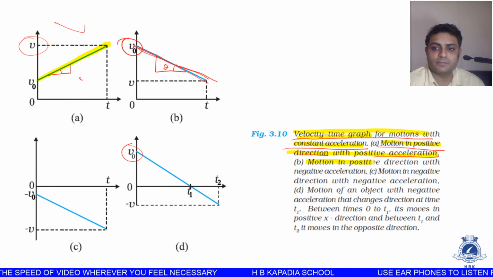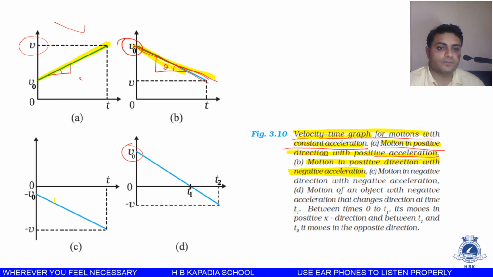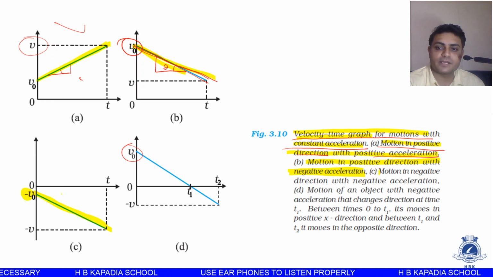See, motion in positive direction with negative acceleration. The acceleration in this case is negative because the magnitude of the velocity is decreasing. Okay, C part, what do you think? We can say in this case the velocity initially is negative and is going towards negative direction. Of course the velocity is increasing, but it is increasing along negative direction. We can say motion in negative direction with negative acceleration.